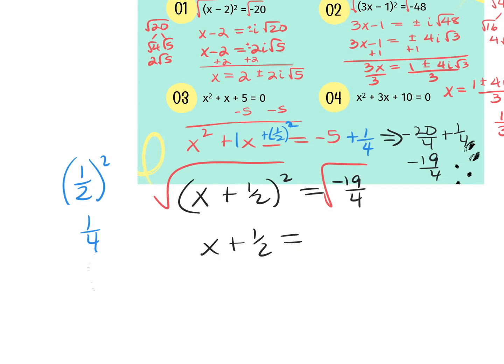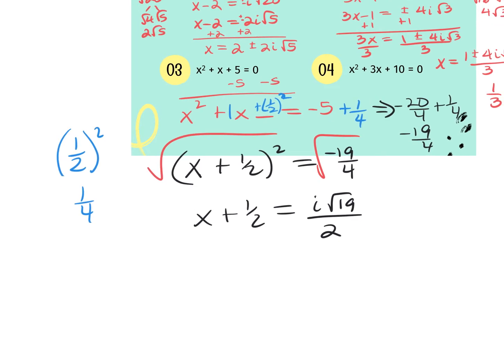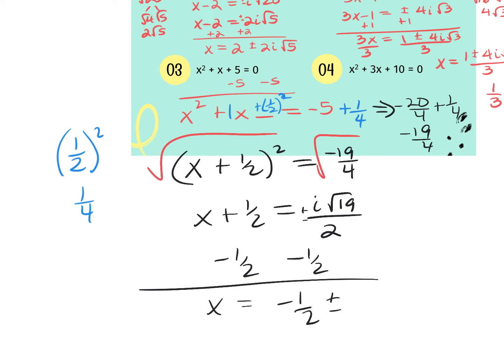I can square root the -19 separately and then the 4 separately. So the square root of -19 becomes i radical 19. The square root of 4 becomes a 2. And then now I just need to isolate x by subtracting 1/2. And I get x equals, and this is plus minus, -1/2 plus or minus i square root 19 over 2.